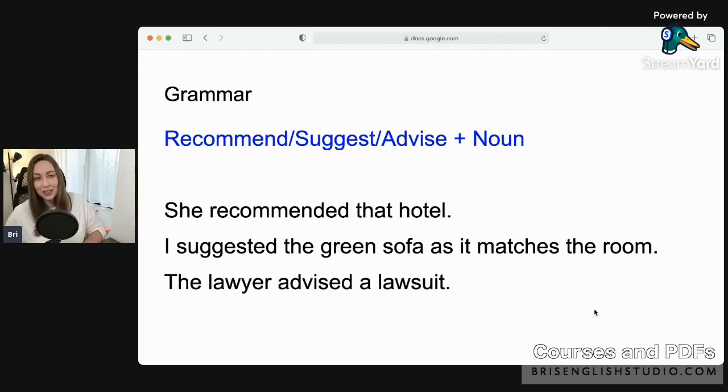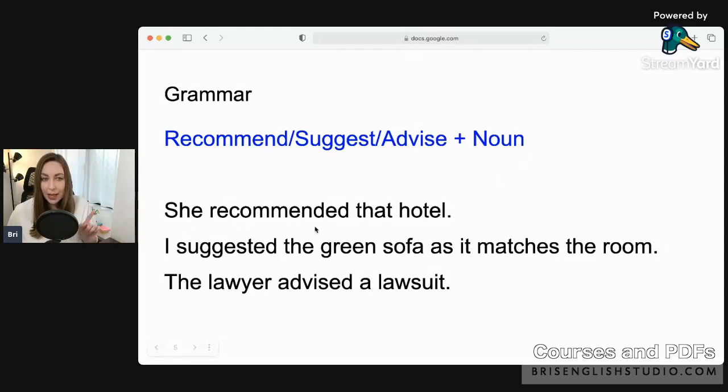Okay, so we're on to grammar. We can use recommend, suggest, or advise plus a noun. All three of them we can use plus a noun. Pretty easy, right? So I have 3 examples here.